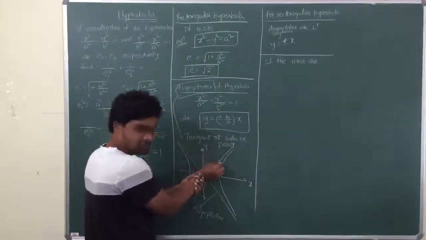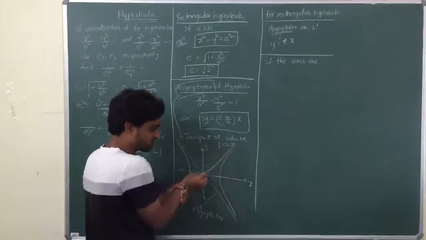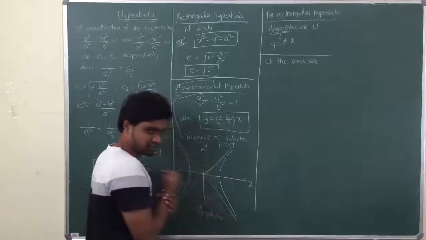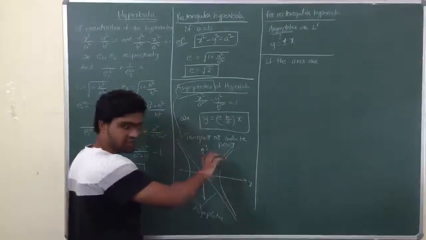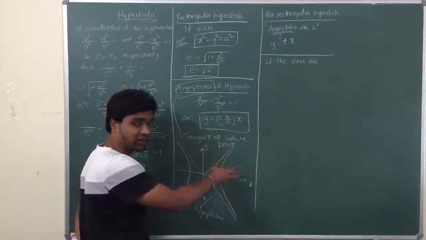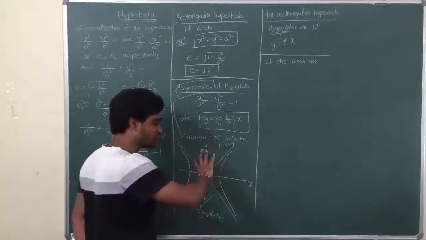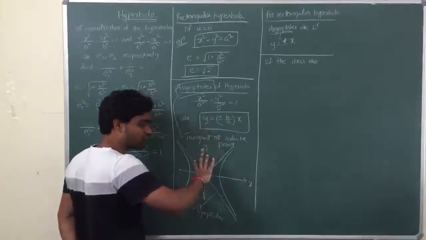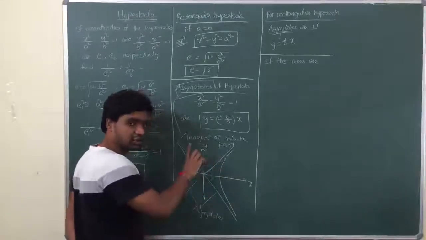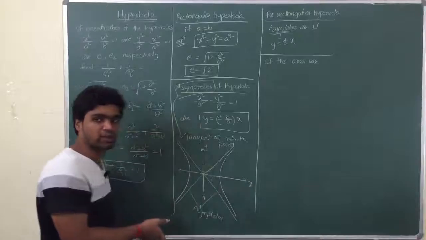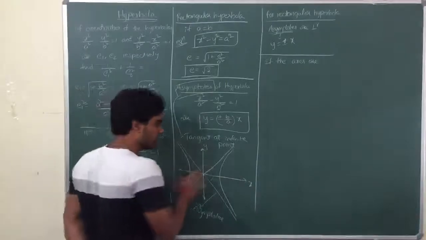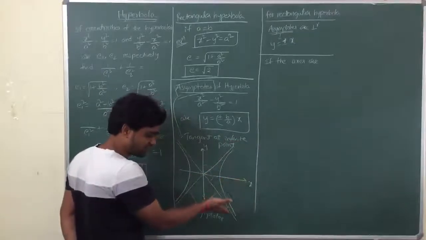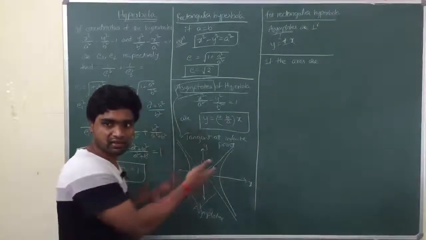Y axis comes to the place of y is equal to x, and x axis takes the place of y is equal to minus x. Yes, I'm rotating the axis. If I rotate the axis through 45 degrees, this is clockwise rotation. So if I rotate the axis through 45 degrees in clockwise direction, or you can say I'm rotating the axis through minus 45 degrees, then y-axis takes the place of y is equal to x line, and x-axis takes the place of y is equal to minus x line.